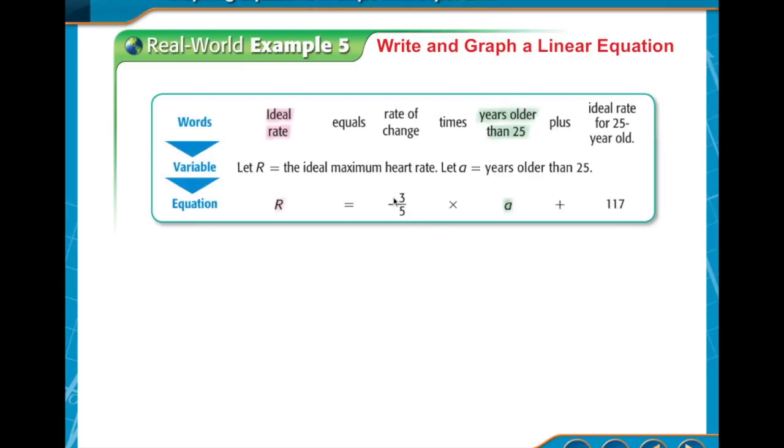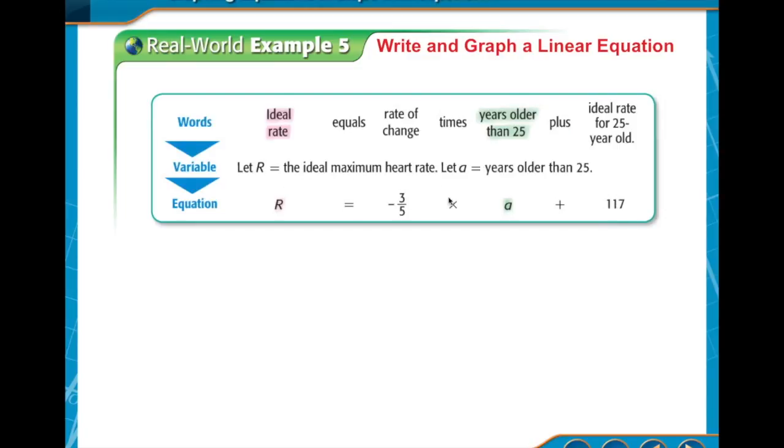And then every 5 years, you lose 3 beats per minute. So a -3 is going down in beats per minute. And then we divide by 5 because it takes 5 years for this 3 to come into effect. So we're multiplying times A, the number of years older than 25. As an example, if A was 5, 5 times this -3/5 would mean we'd get a -3. And that makes sense because our ideal rate should be 3 less than what it was when you were 25.